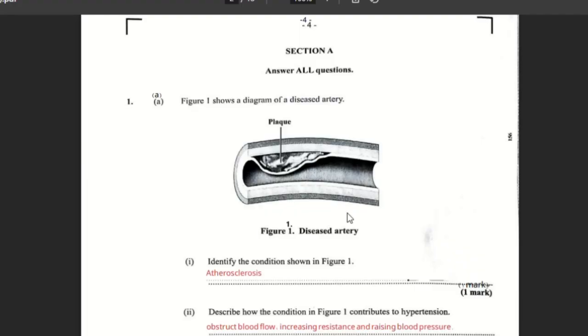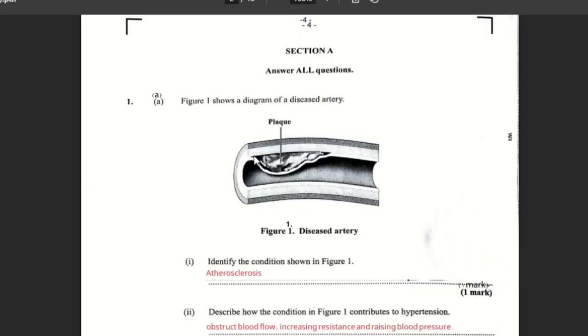The first question says this is a diagram of a diseased artery. So what do we know about arteries? Arteries carry blood away from the heart at high pressure. Now it's asking, identify the condition shown in figure 1. What we see here is an artery, which brings blood away from the heart at high pressure. And what we have here specifically that's going to tell us what kind of disease it is, is the plaque.